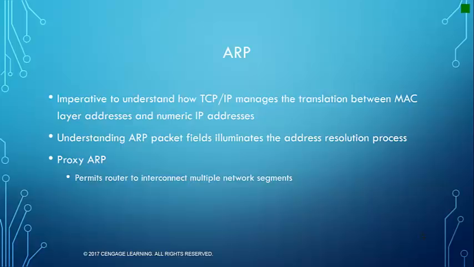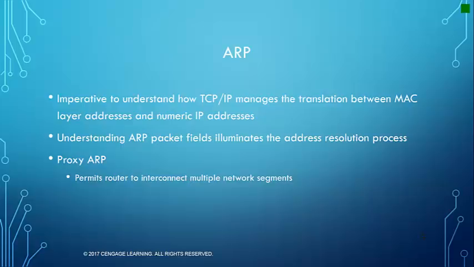Understanding ARP packet fields greatly helps in understanding the address resolution process, particularly the use of all-zeros addresses in the target hardware address field to indicate that a value is needed. ARP also includes information about hardware type, protocol type, length of the hardware address, which is going to vary with the type of hardware, the length of the protocol address, and the opcode field that identifies what type of ARP or RARP packet is under scrutiny.